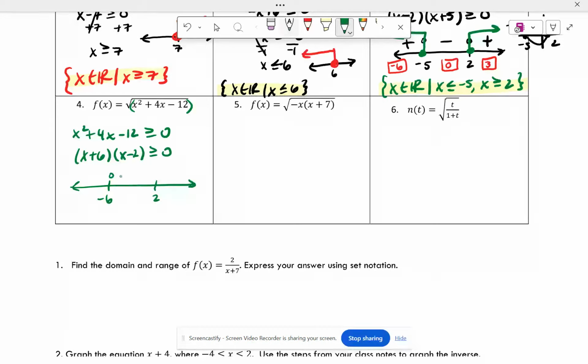Okay. These are zeros. And then this is an upward facing parabola, so we would have positive, negative, positive. We want where this thing is greater than or equal to 0, so I would get negative 6, shade down, get 2, shade up.